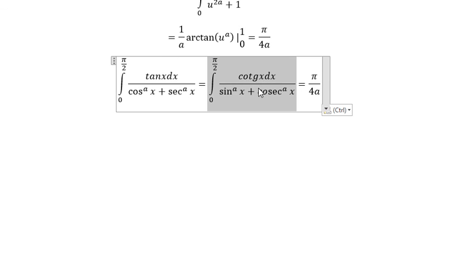So in conclusion, we put the connection here, because we do this one equal to this one, and this one is equal to this one.